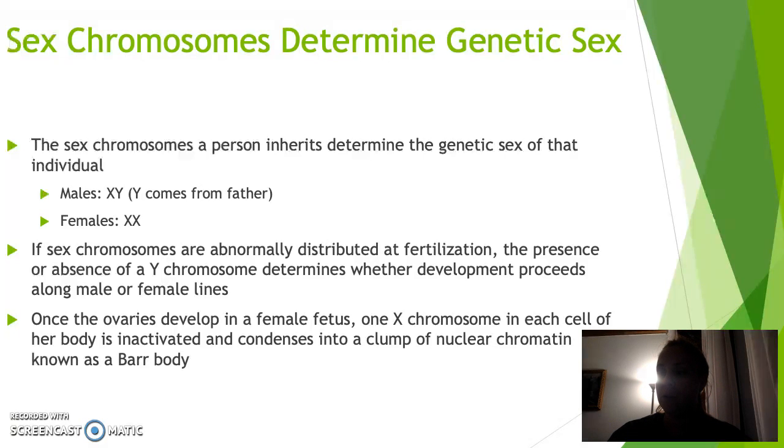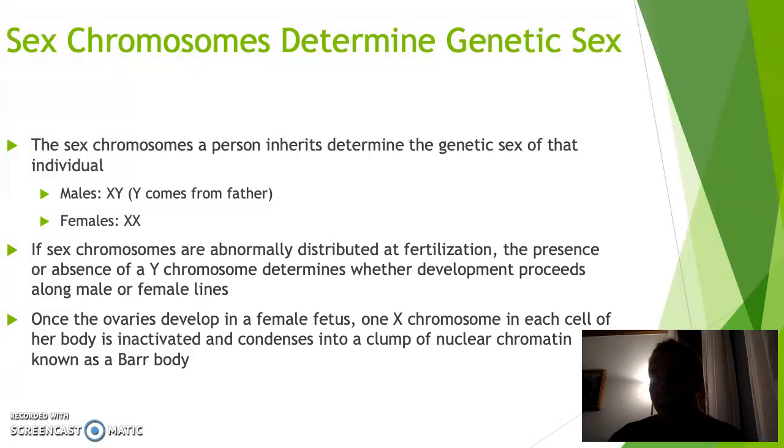If sex chromosomes are abnormally distributed at fertilization, the presence or absence of a Y chromosome determines whether development proceeds along male or female lines. The presence of a Y chromosome means the embryo will become male, even if the zygote has multiple X chromosomes. So if they're XXY, the zygote will still become a male. A zygote that inherits only a Y chromosome, with no X chromosome, will not be able to survive and will die because the larger X chromosome contains essential genes that would be missing from the Y chromosome.